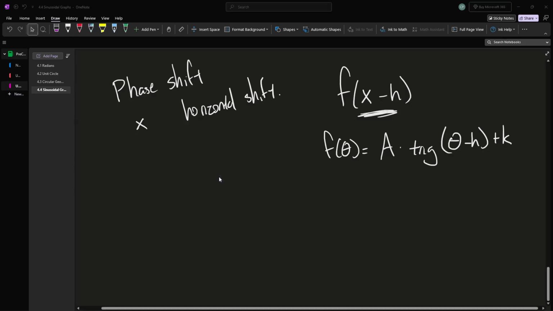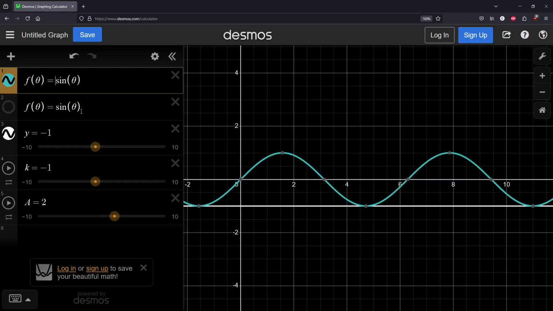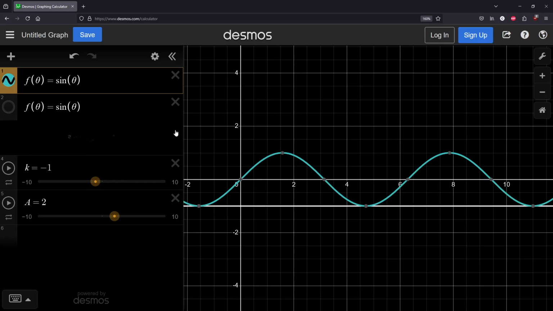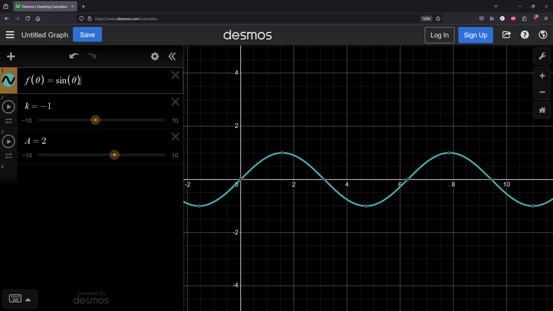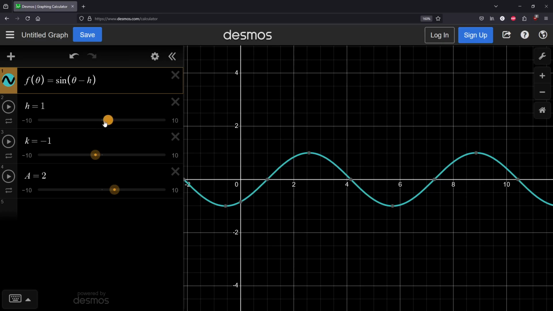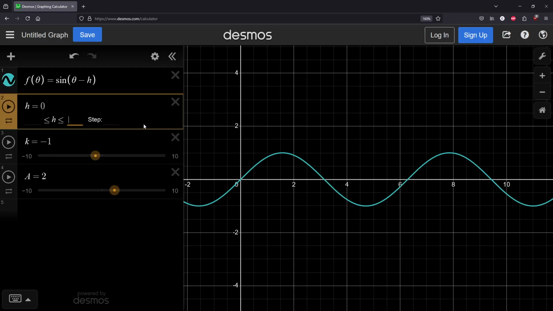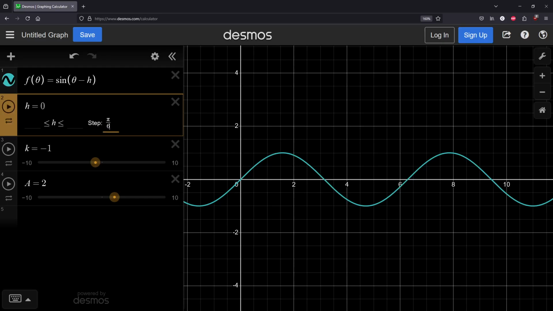Let's look at our graph and see what happens, and we'll actually talk about why that's happening. So I'm going to get rid of k. I'm going to get rid of a. I'll also keep this here because that will be used. Let's just go and do a minus h. Add a slider for h. And we'll start with h at 0. And can I change it by pi over 6? We'll do pi over 12.